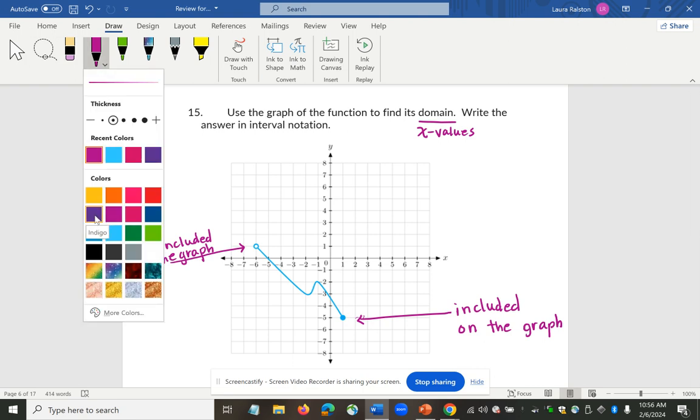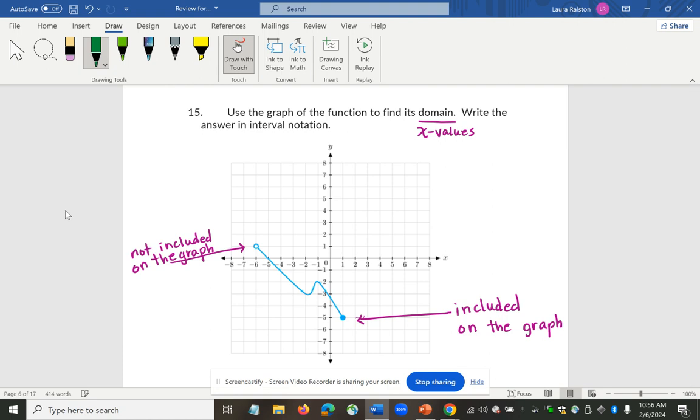When you're looking for the domain, think about getting on the x-axis and starting to walk. As you're walking, you look up and down. The first place on the x-axis that I'm going to see a point is at -6. But I don't really see it at -6 because that point's not included. So I would use a parenthesis. When things are not included, we use a parenthesis.